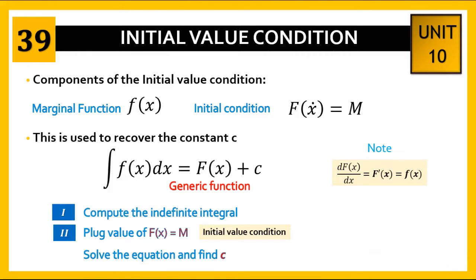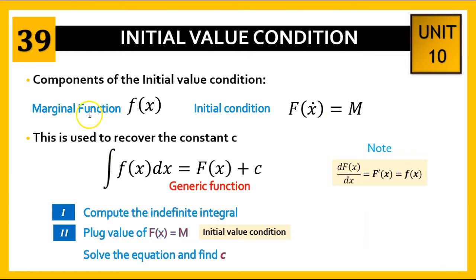As explained at the beginning of the chapter, when we integrate the marginal function, we will obtain a generic function plus a constant. However, the specific original function requires one more additional specification, which is known as initial condition. This is a specific value that the function takes at a particular value of x, which in this case is x equals m.